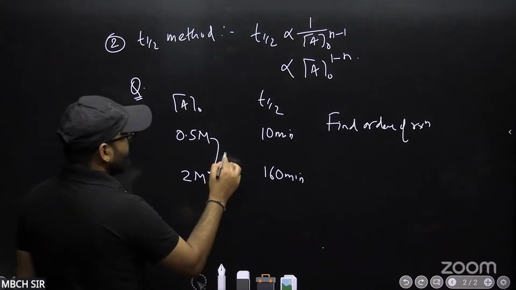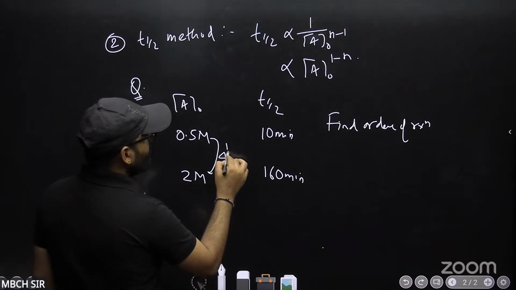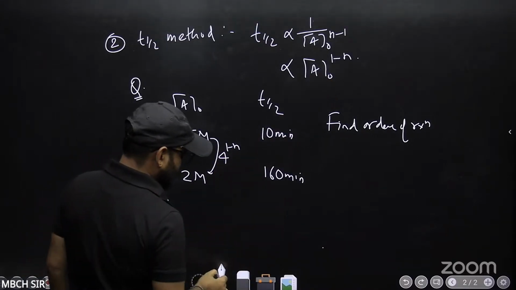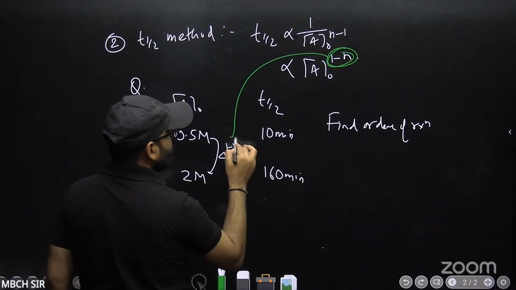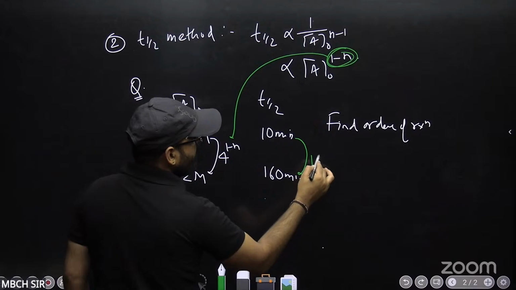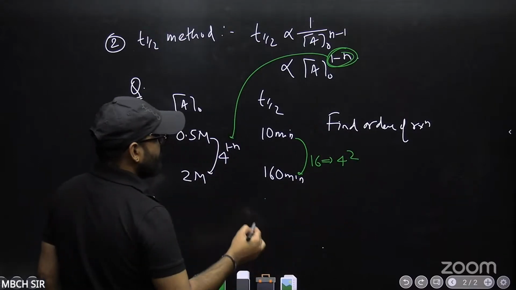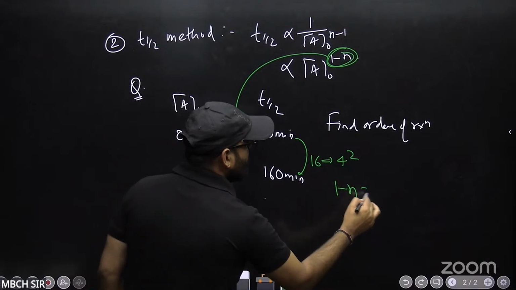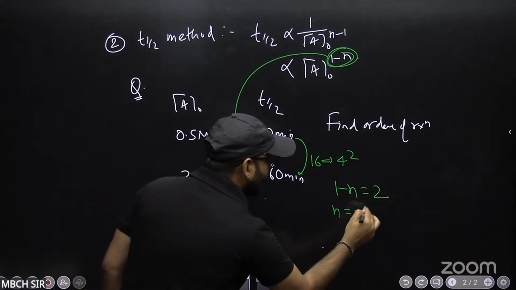Here it is 4 times. So 4 raised to power 1 minus n. This is the same power, like we did in the last question. And this is 16 times. 16 times means 4 raised to power 2. So you will have to equate 1 minus n equals 2. So n equals minus 1.